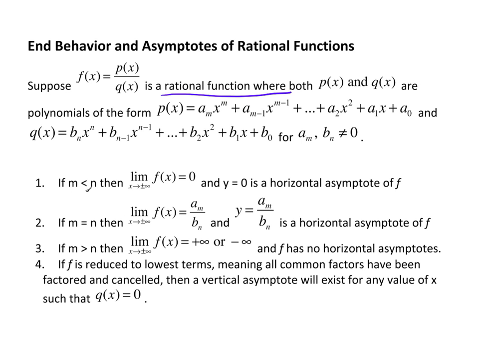Then, if m is less than n, so if the order of the polynomial in the numerator is less than the order in the denominator, then the limit as x goes to plus or minus infinity will be equal to 0. And y equals 0 is a horizontal asymptote. We've seen that in an example or two.